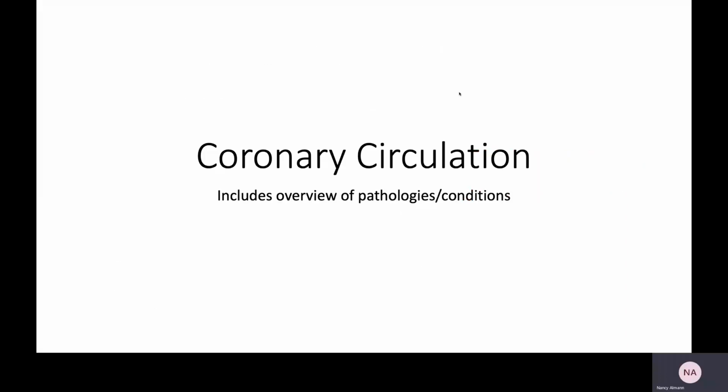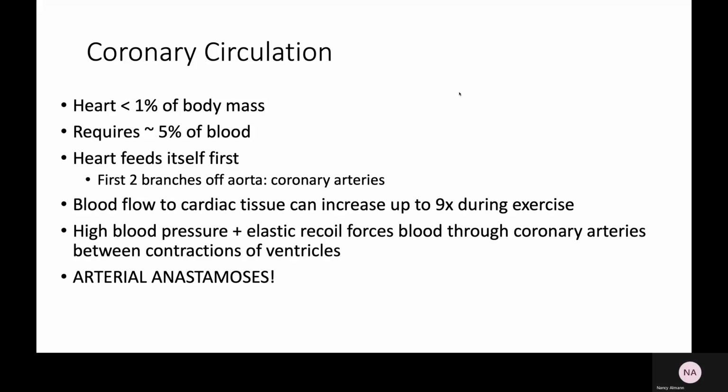Let's talk about coronary circulation. And there's a little bit on pathologies and conditions associated with coronary circulation. The heart itself is less than 1% of the body mass, but it requires about 5% of the blood. We already know that it's going to feed itself first. And we know that the first two branches off the aorta are the coronary arteries, and I've repeated that a bunch of times, so clearly it's important.